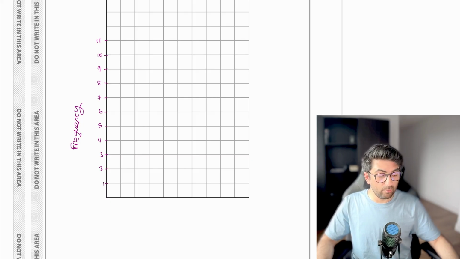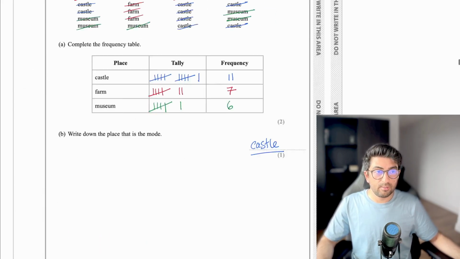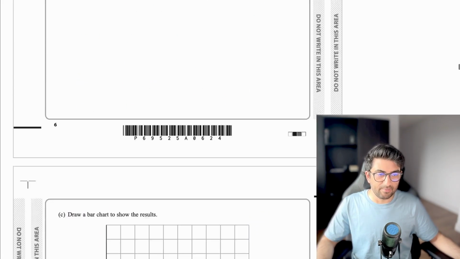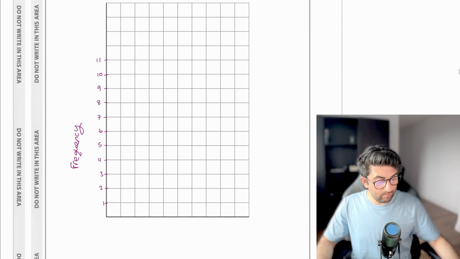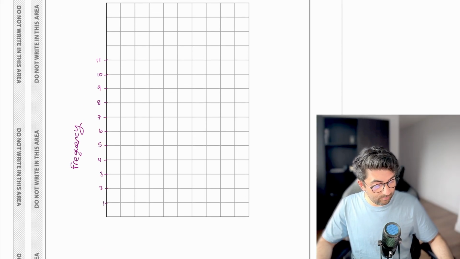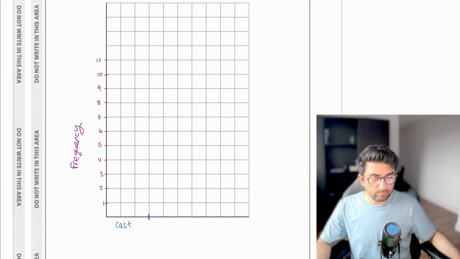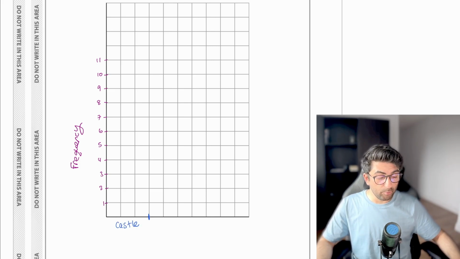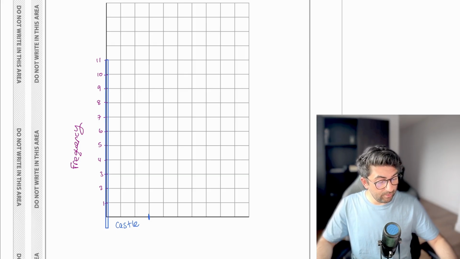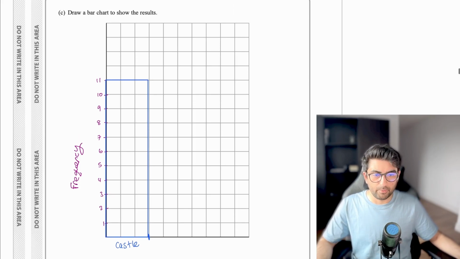So let's start with the castle, which is 11. Okay. So up to here, we'll have castle. Okay. So that goes all the way up to 11. So we need a full bar of 11 there. That'll do.